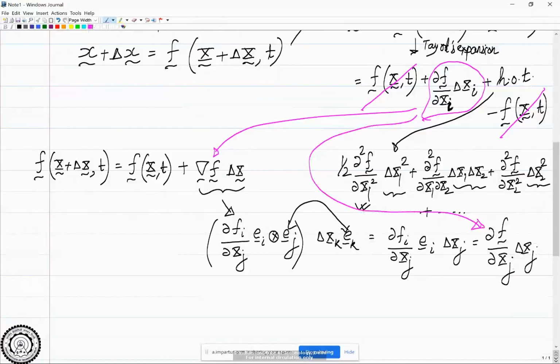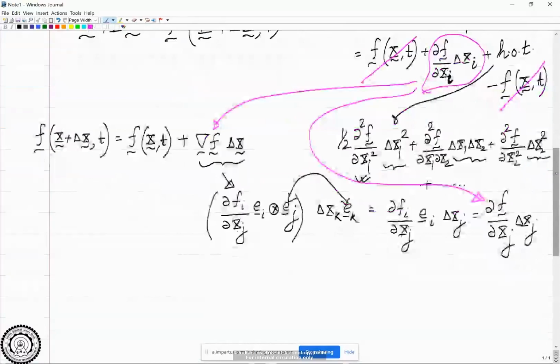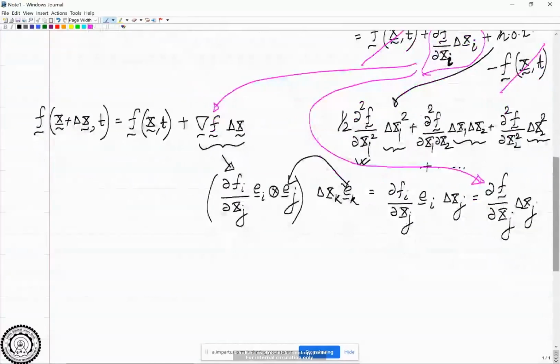And what do you think the higher order term will look like? The higher order term, so if I continue, it will be second gradient. It will be gradient of f. Okay? And there will be two delta x's multiplied with it. So delta x, okay, maybe I should use another color.